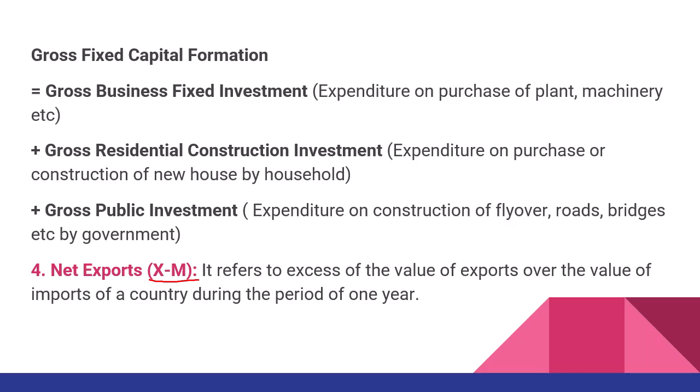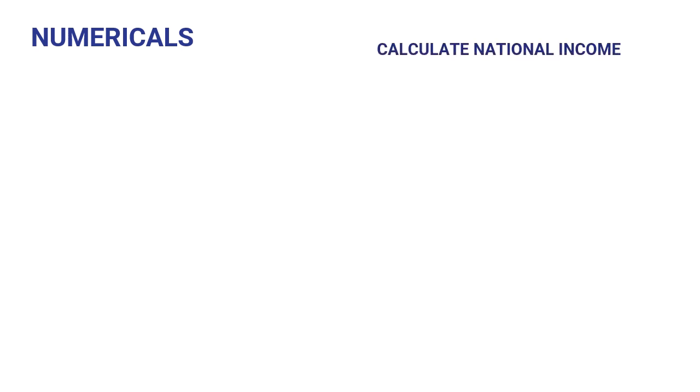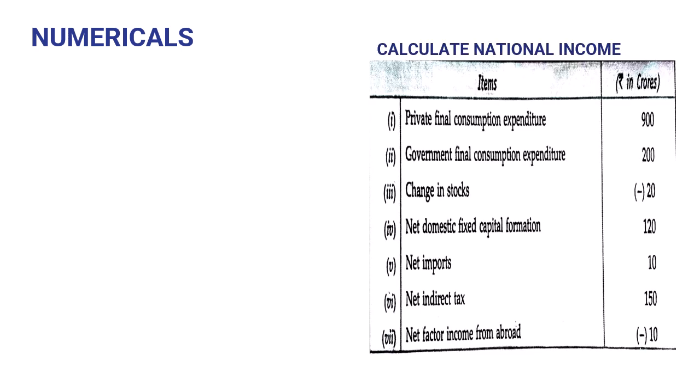Now let's look into the numericals also. So for solving numericals, what you have to do is you have to locate all these four components in your numerical, right? So first is private final consumption expenditure is directly given 900. Then government final consumption expenditure is given. Then change in stocks is given to you. Then net domestic fixed capital formation.